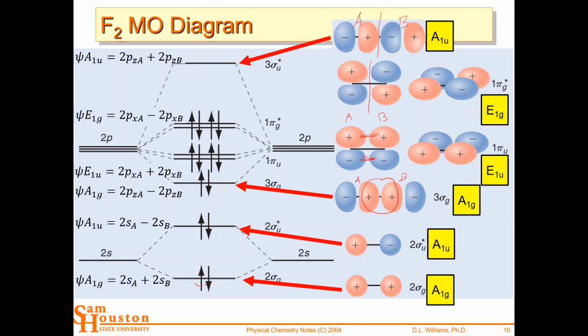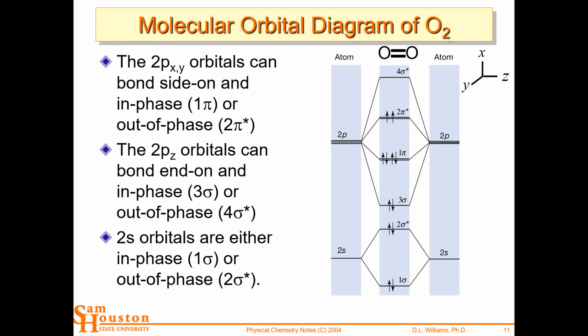So we can add up our electrons. We have 2, 4, 6, 8 in bonding arrangements, but we have 2, 4, 6 in antibonding. And so the net is 2. You divide that by 2, you have 1 bond. So this is predicting that fluorine would have a bond order of 1, and we call that a single bond.